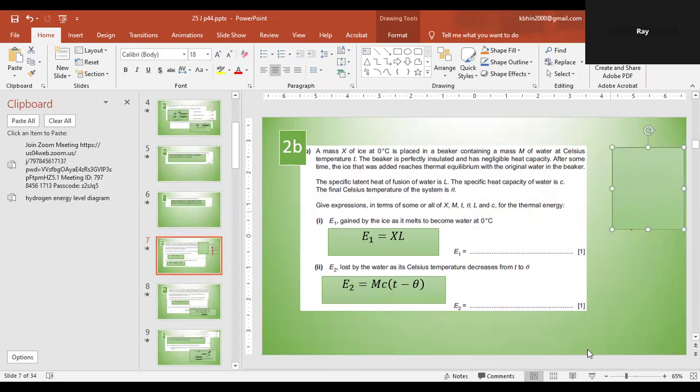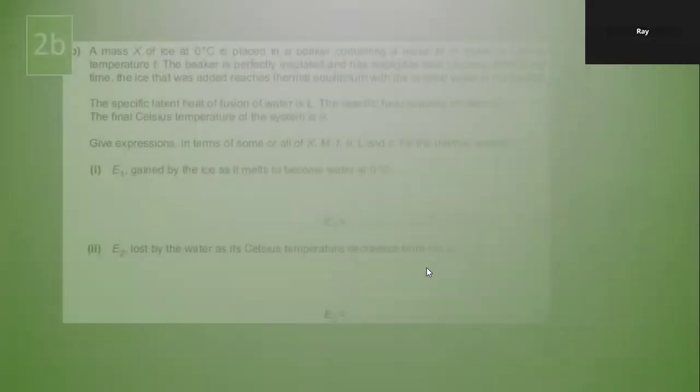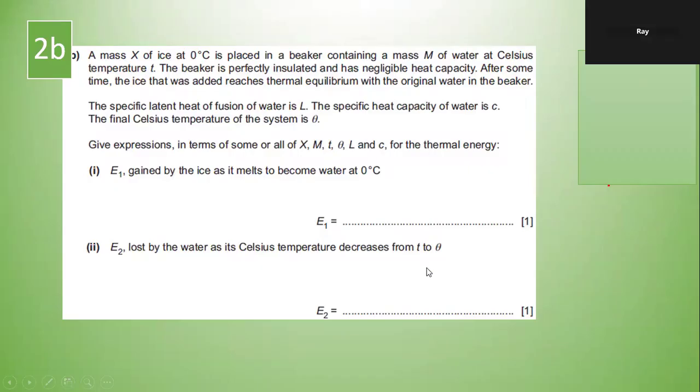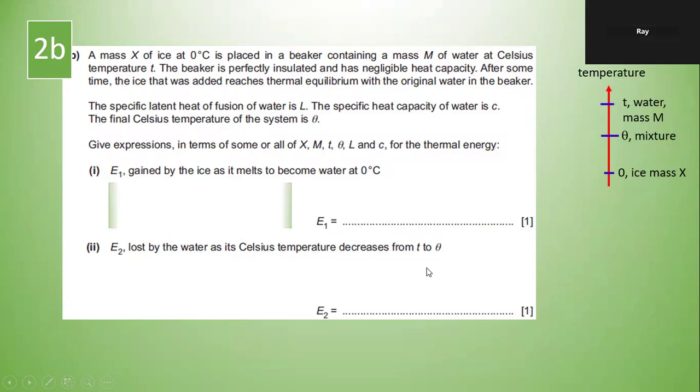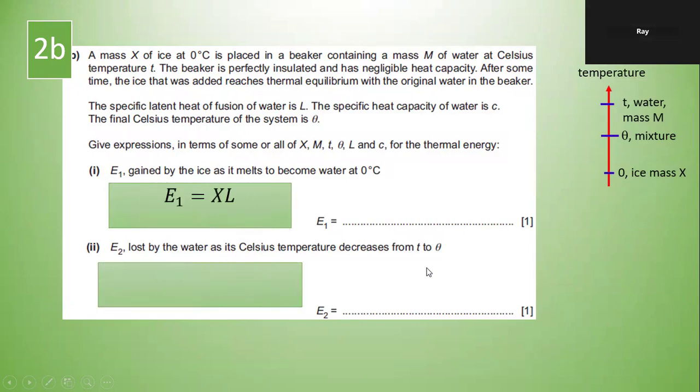And this is just trying to encourage you, to give you confidence. That's why it's very straightforward. E2 equals MC, and MC, T minus theta.